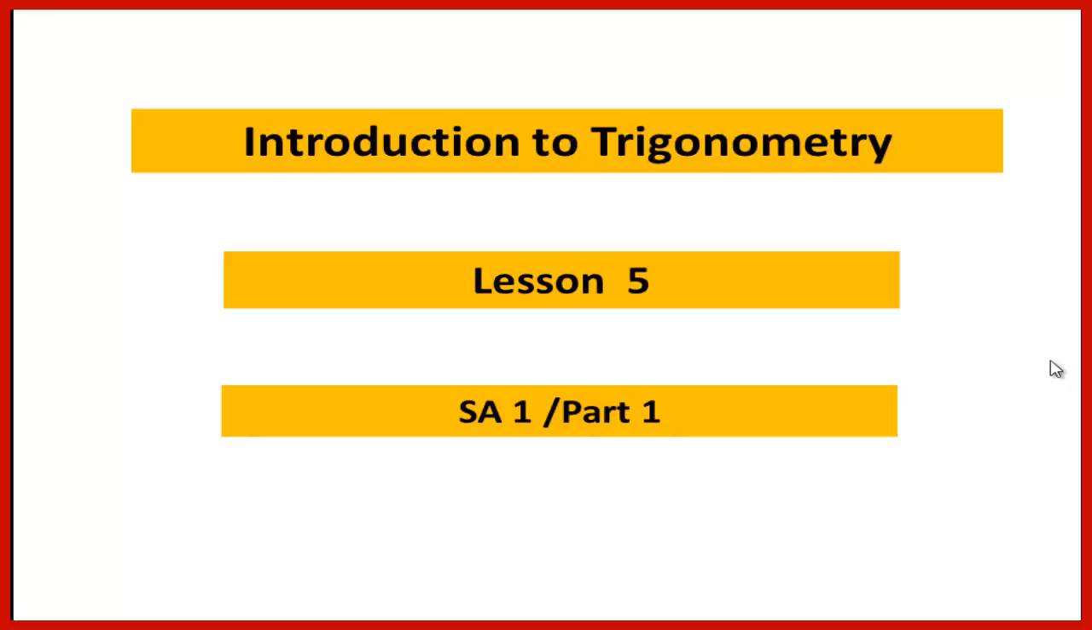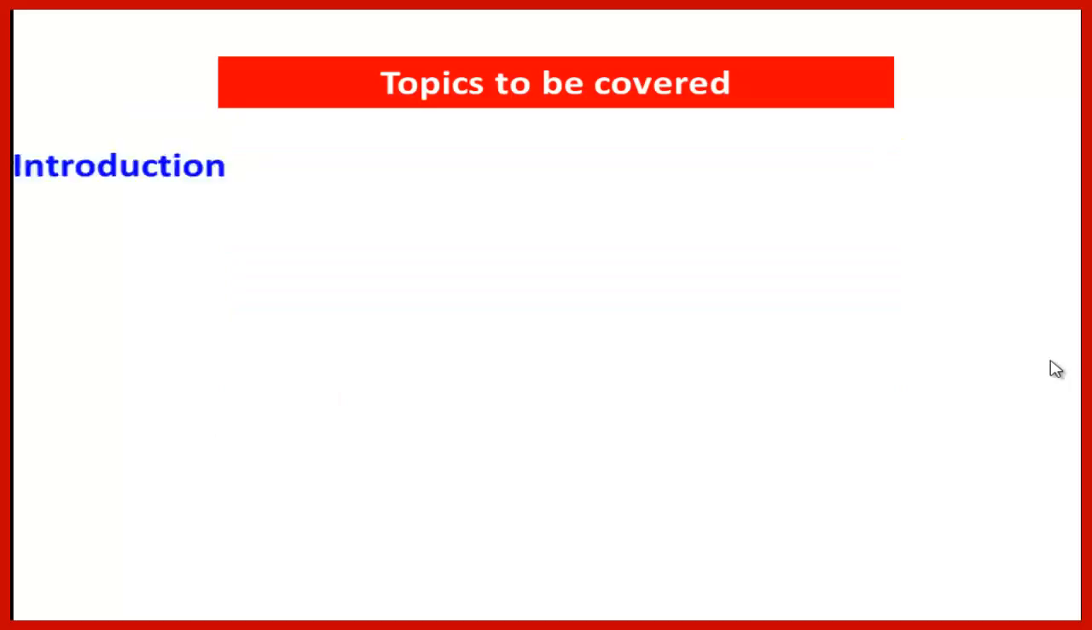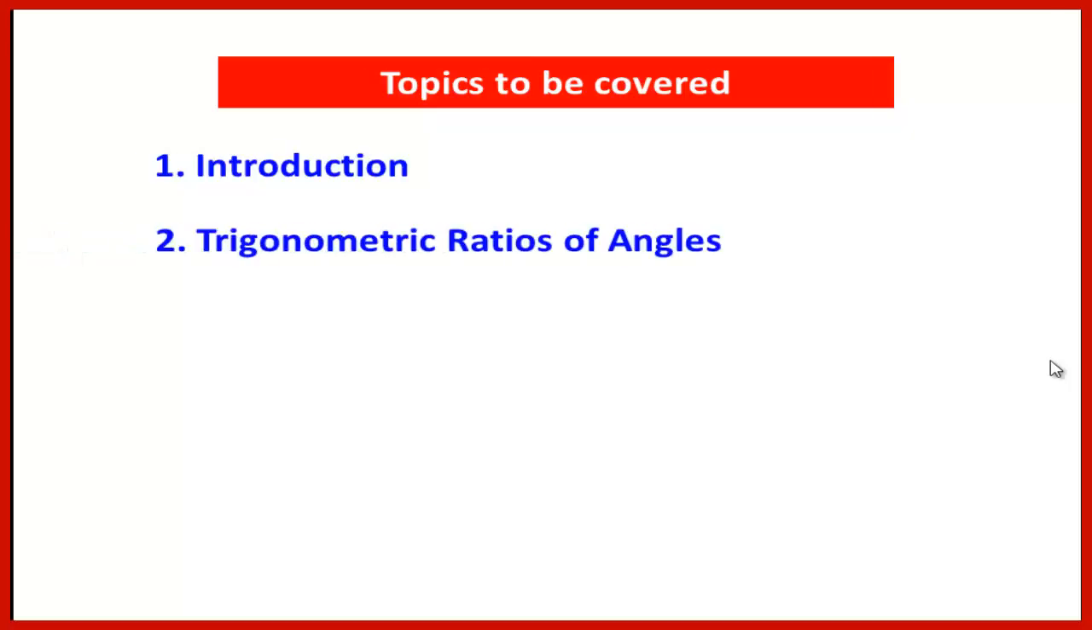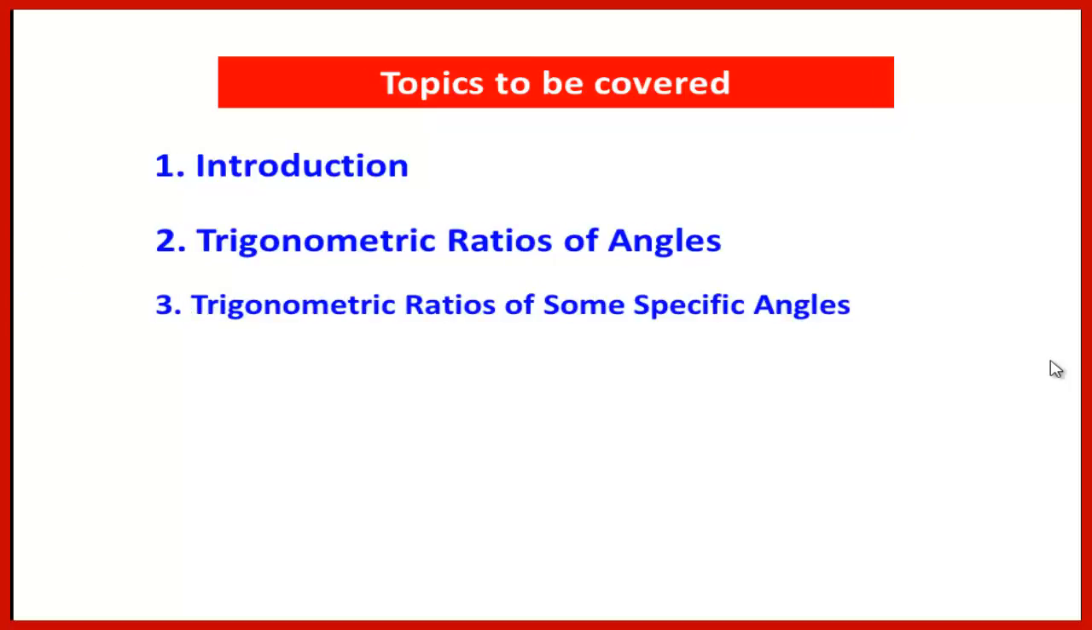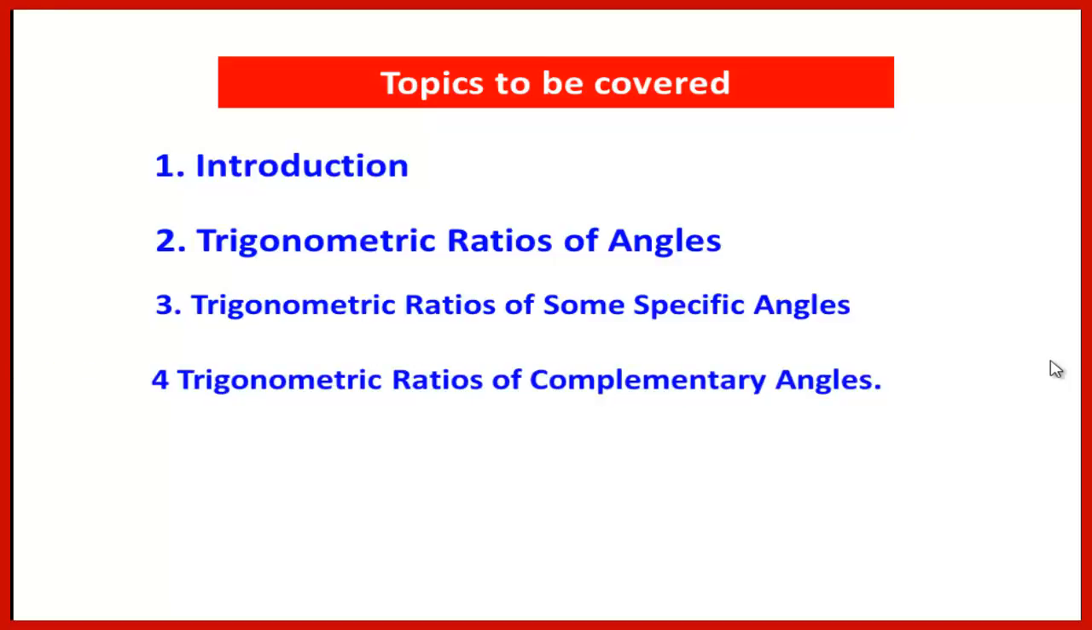Dear students, let us start with a new chapter, Introduction to Trigonometry. In this chapter, we will discuss the following points: introduction, trigonometric ratios of angles, trigonometric ratios of some specific angles, trigonometric ratios of complementary angles, and the fifth one is trigonometric identities.